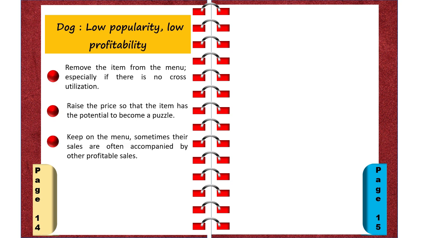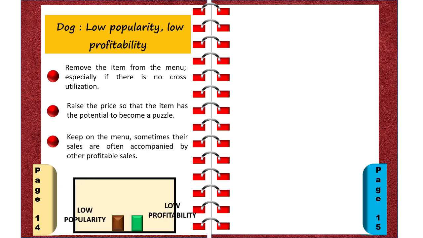And the third one is to keep it on the menu. Sometimes their sales are often accompanied by other profitable sales. These items are sometimes purposefully kept in the menu because these items are always chosen along with some other popular items. Keeping that in mind, without removing the item, we can keep it in the menu. So these are the three decisions we can take. And we can see in the graph, it is low in popularity and also low in profitability. So these are the decisions we can take in due course of time after seeing the performance result. Right.